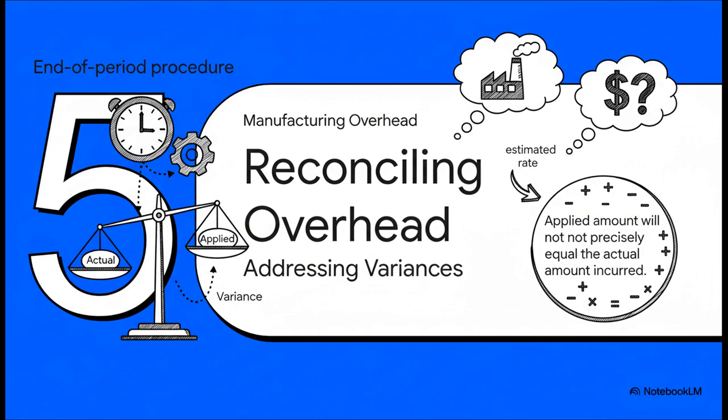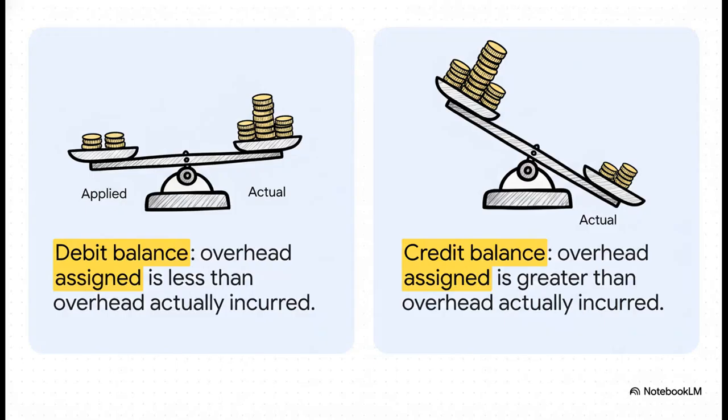We now arrive at our final section, the reconciliation of overhead costs. The overhead applied to jobs was based on a predetermined estimate. It's almost certain that this applied amount will differ from the actual overhead costs incurred, and this variance must be addressed. At the end of the accounting period, any remaining balance in the manufacturing overhead account must be analyzed. A debit balance means that actual overhead exceeded the overhead applied. This is known as under-applied overhead. Conversely, a credit balance signifies that we applied more overhead than was actually incurred. This is called over-applied overhead.